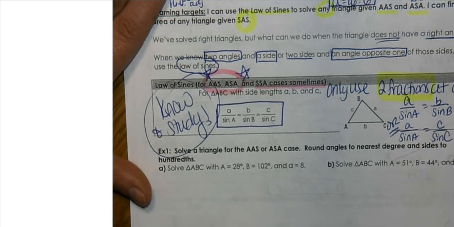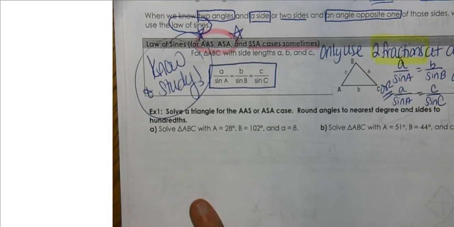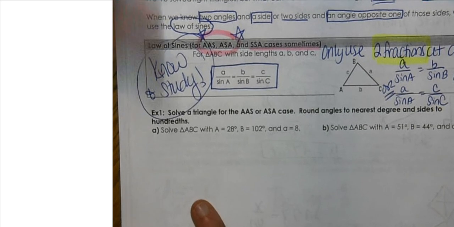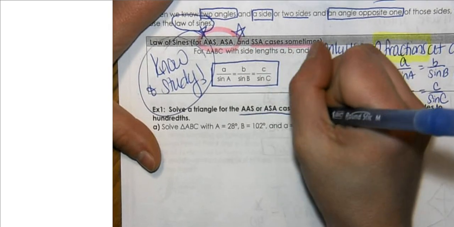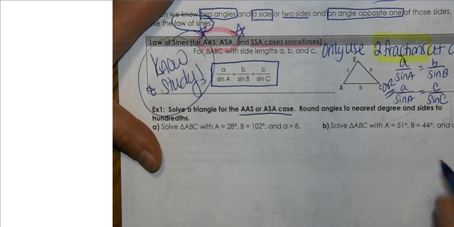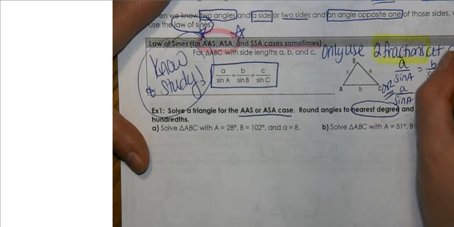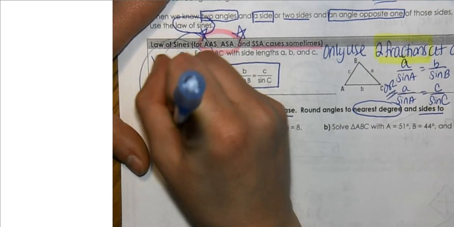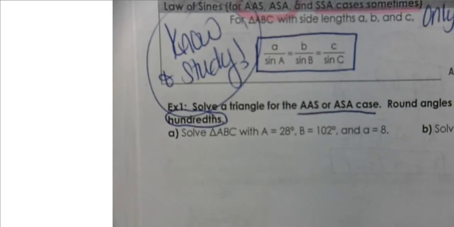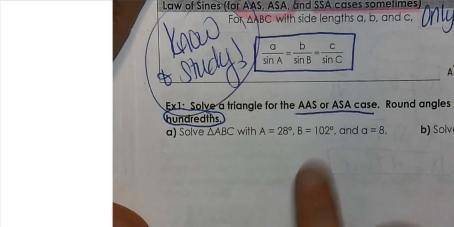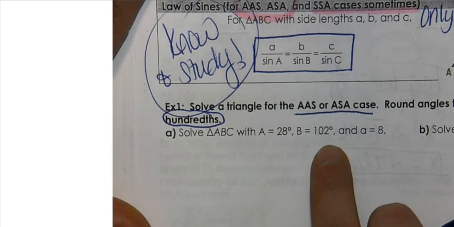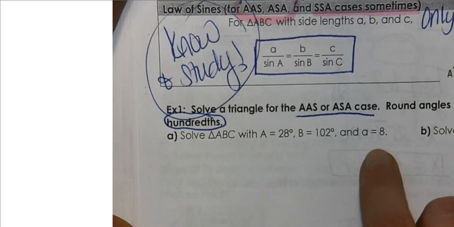All right, example number 1 is asking you to solve a triangle for the angle, angle, side or angle, side, angle case. We're going to round all angles to the nearest whole degree, and we're going to round all sides to the nearest hundredth. So looking at letter A, it says solve triangle ABC, where angle A is 28 degrees, angle B is 102 degrees, and little a is equal to 8.